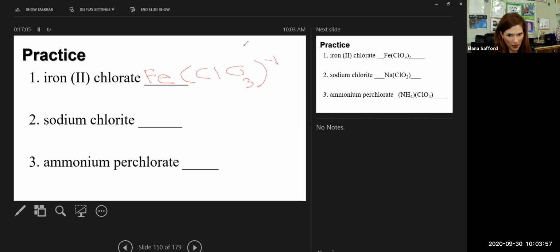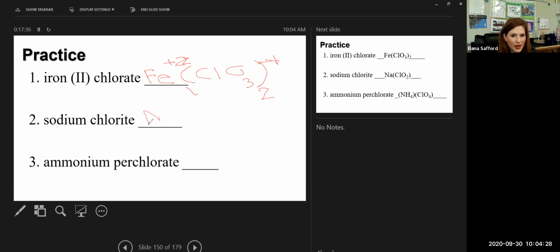And I have to think about, okay, this is iron 2. The name is telling me it's iron 2, so I know I have a plus 2 charge. And they're going to crisscross, so the 1 is going to come over here. I can't reduce this, so I'm all done. You don't have to write the 1. You can, I'm not going to count it wrong, but you don't have to. It's understood.